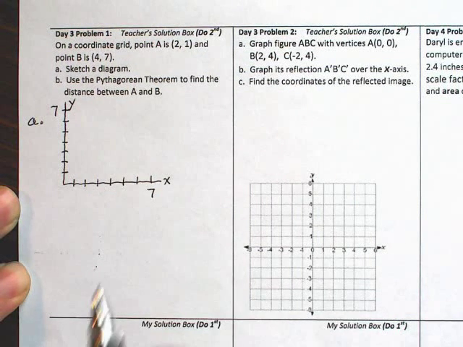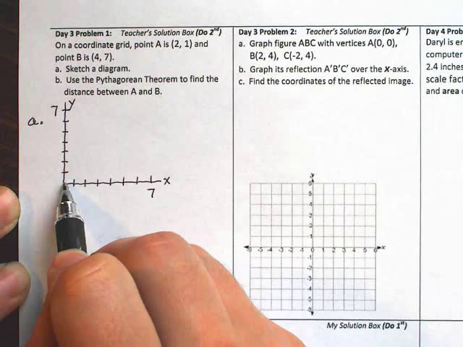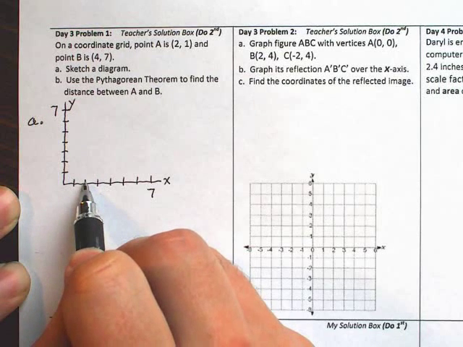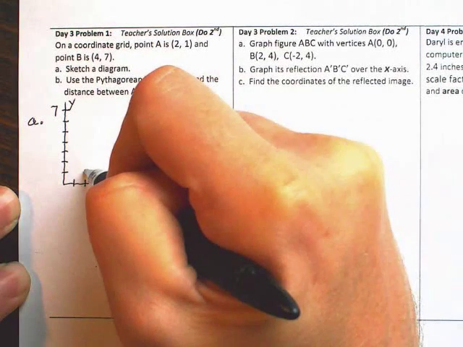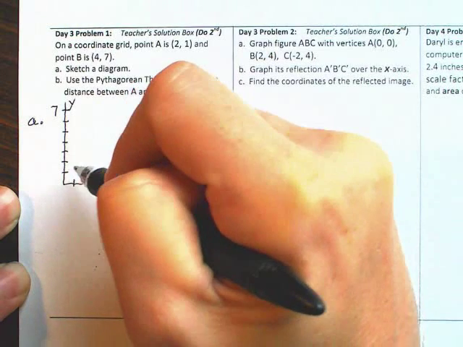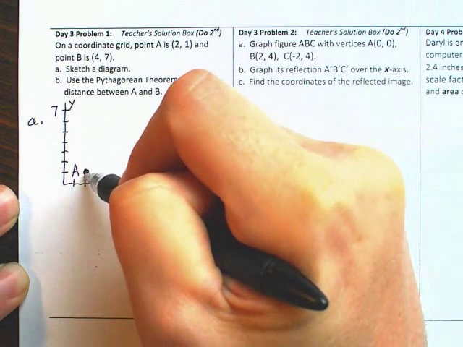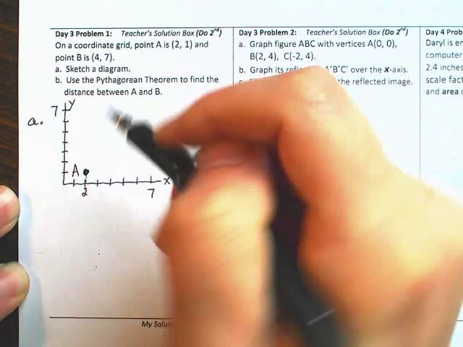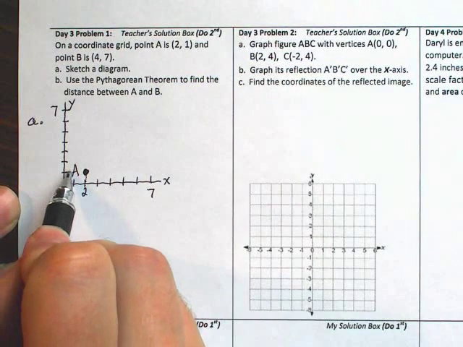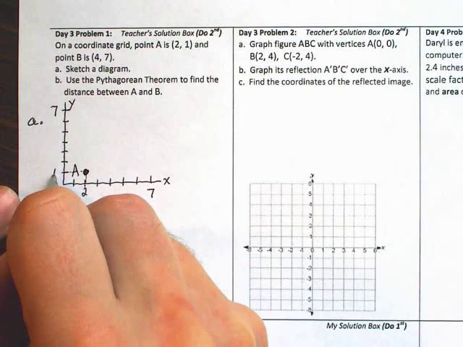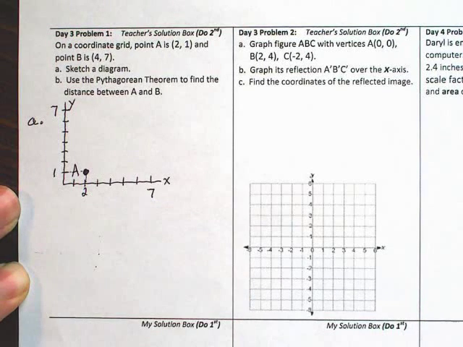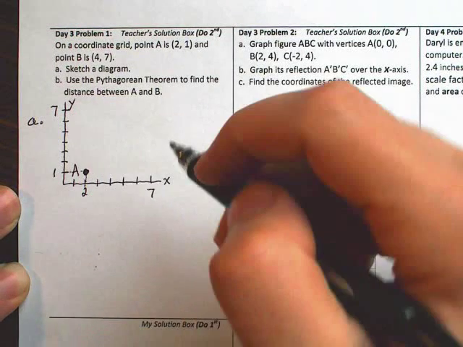Point A is (2, 1). So from the origin over to 2 for x and up to 1 for y. This is point A. We want to be very careful to be directly above the 2 and directly over from the 1. Now point B is (4, 7).